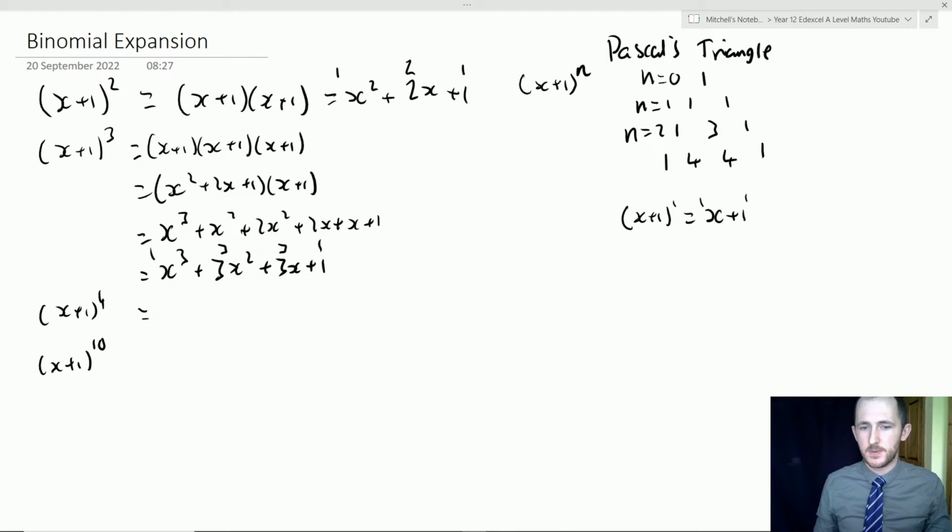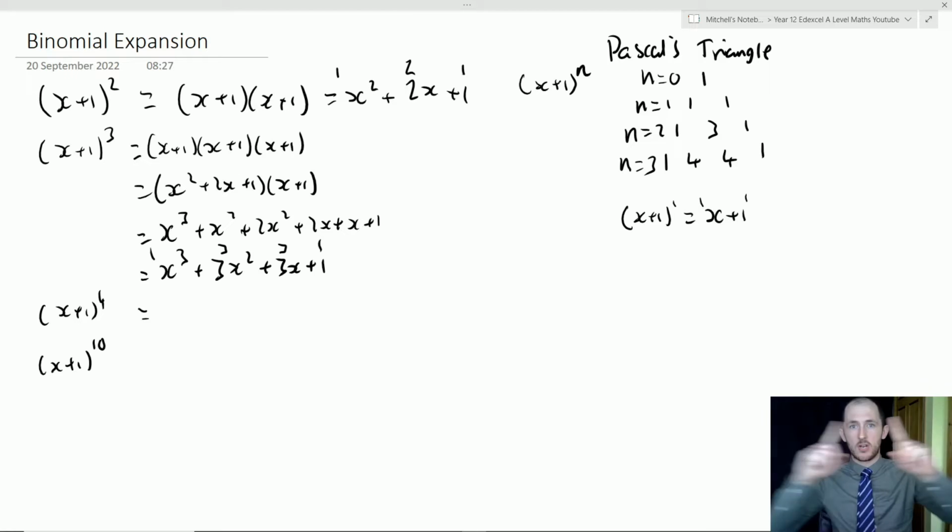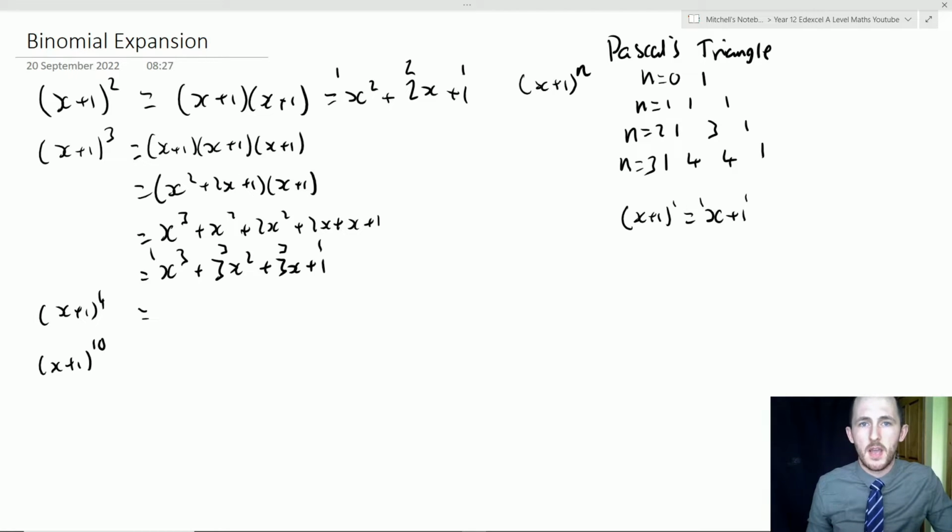Now, as you can imagine, if we're doing (x + 1) to the power of 10, we have to go 11 rows deep. That's pretty tricky, right? Like if we kept going, it'd be longer and longer and longer, and we'd get some ridiculously long row. And obviously, if you're in an exam and they ask you to expand (x + 1) to the power of 10, you don't want to do that. Okay? So instead, there is something else that we can do.